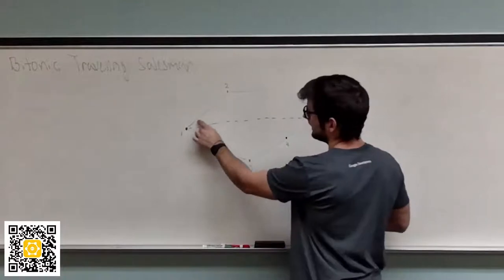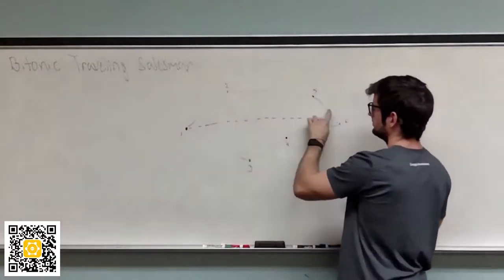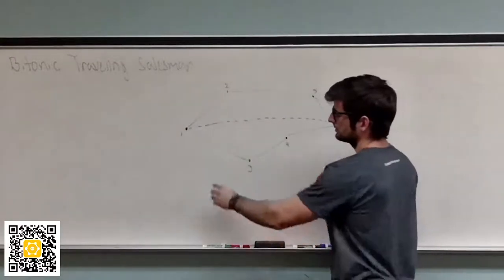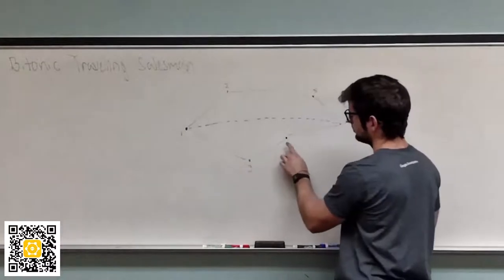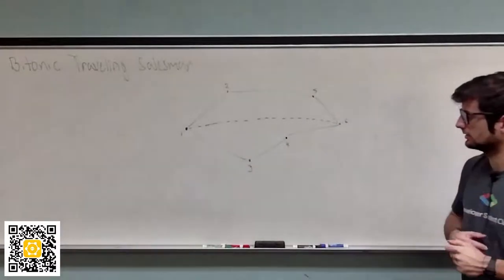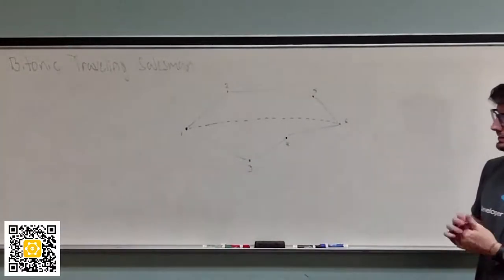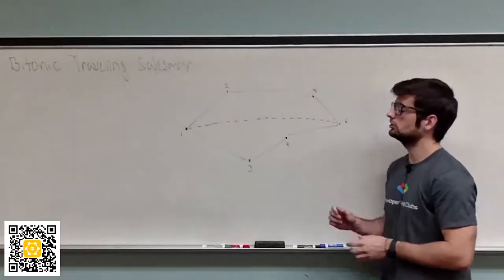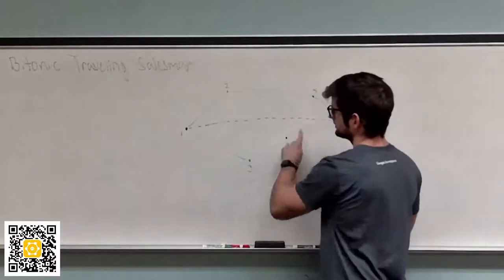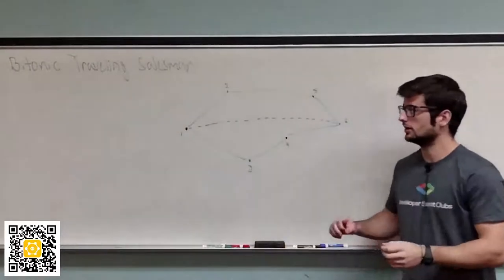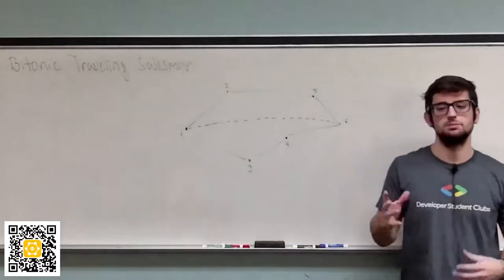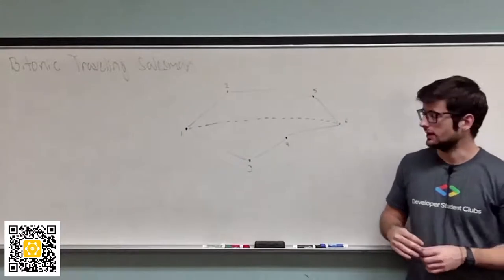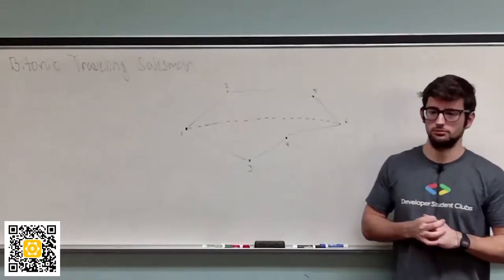We have the top path, which is 1, 2, 2, 5, 5, 6. And then we have the bottom path, 1, 3, 3, 4, 4, 6. This means that we don't really have to go through all of it once. We can actually be doing both paths at the same time. And this is how we can use dynamic programming.